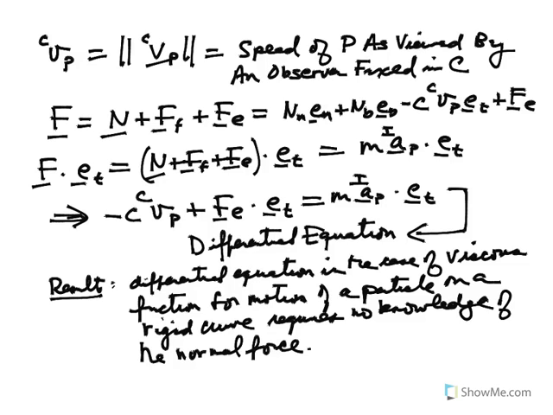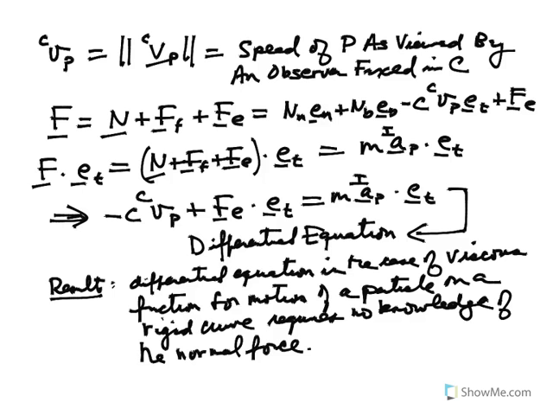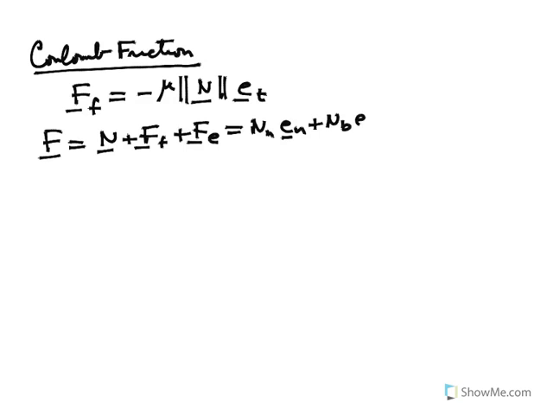But now, let's look at the case where we have Coulomb friction. So now it's Coulomb friction, and again, we're still dealing with the case of a particle moving while in contact with the curve. So the friction force in the case of Coulomb friction is minus mu times the magnitude of the normal times the tangent vector. So now let's go back and do this analysis again. What is F? F is equal to N plus F sub F plus everything else, which is equal to N sub N, En, plus N sub B, Eb. Now in this case it's minus mu times the magnitude of the normal times the tangent vector plus F sub E.